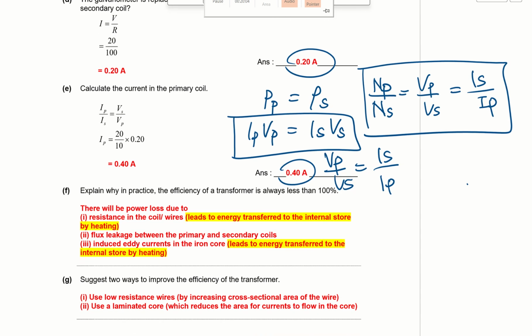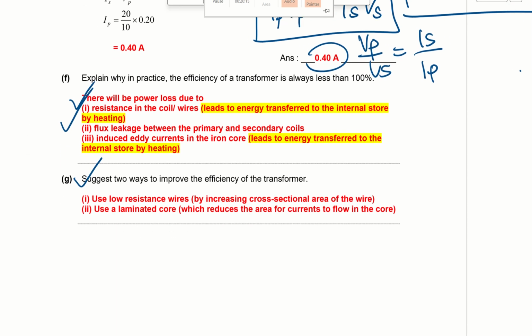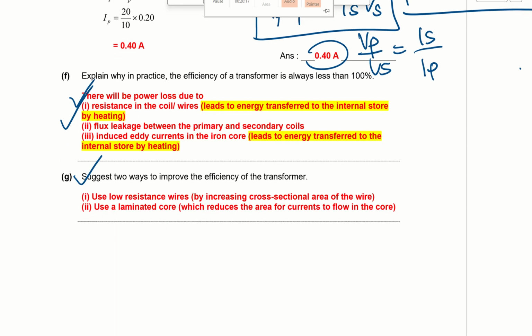Explain why in practice the efficiency is always less than 100%. This one maybe you need to memorize. And suggest 2 ways to improve the efficiency. Use low resistance wire, or use a laminated core. For resistance of wire, don't forget it is rho L over A, so I can use a low resistivity material, or I can increase the cross-sectional area.